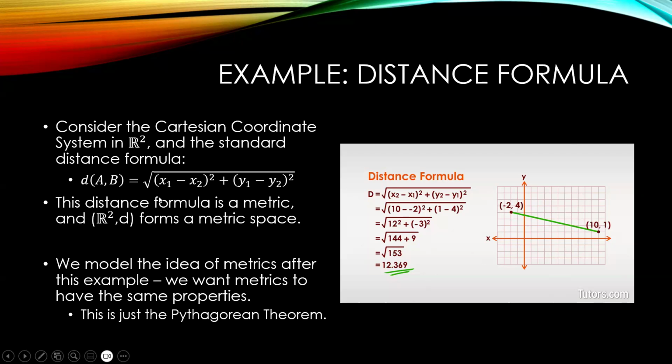We modeled the idea of metrics after this example. We want metrics to have the same properties. And this is just the Pythagorean theorem. I mean, if we think a squared plus b squared equals c squared, if you solve for c, you get this distance. And so this is the defining example.